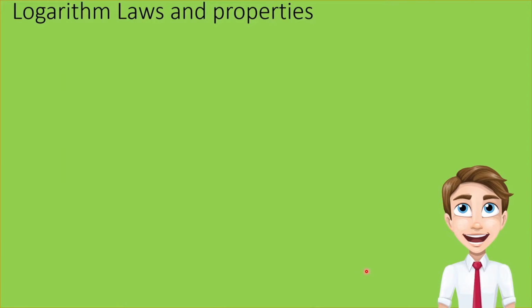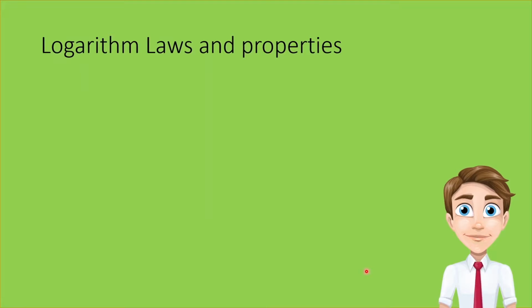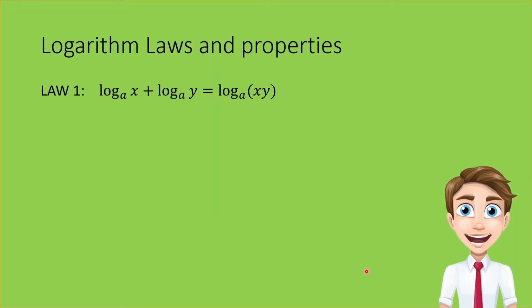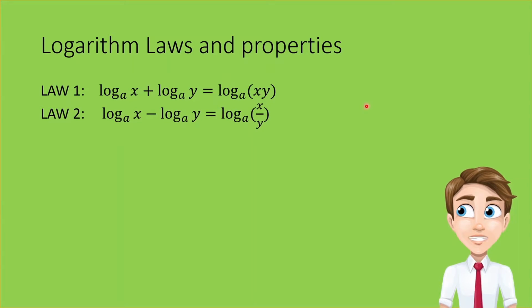So now, on to the laws and properties. The first law is the addition law. This states that when two logs add together, the arguments multiply each other. However, this is only the case if the base, which is a, is the same. The second law is similar, except when two logs subtract, the arguments divide each other.